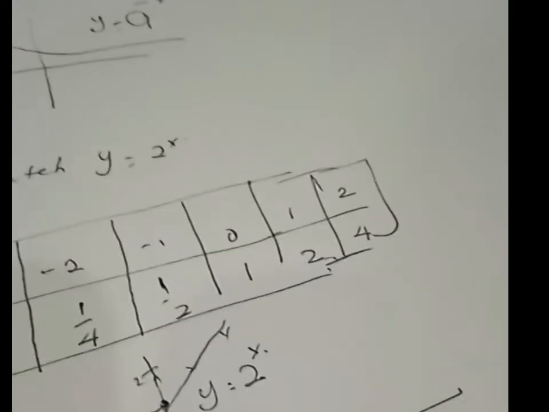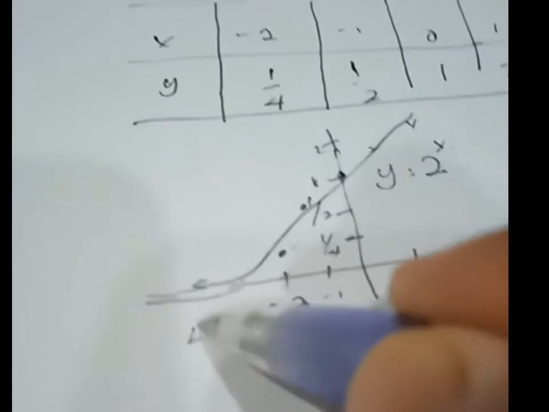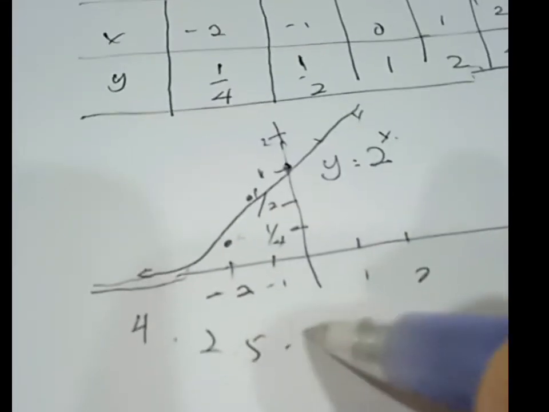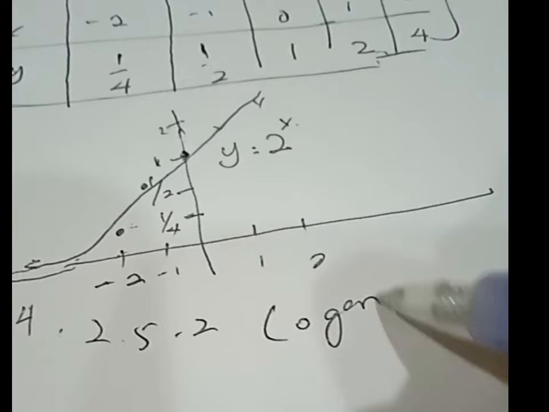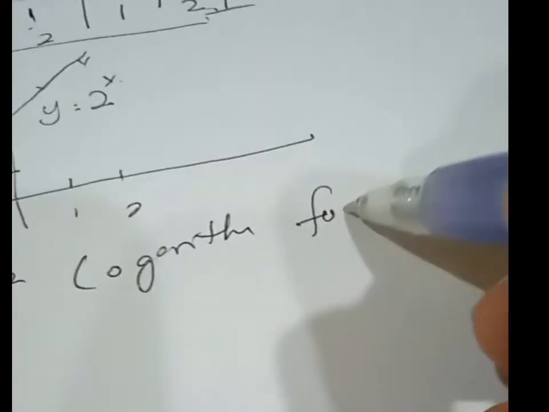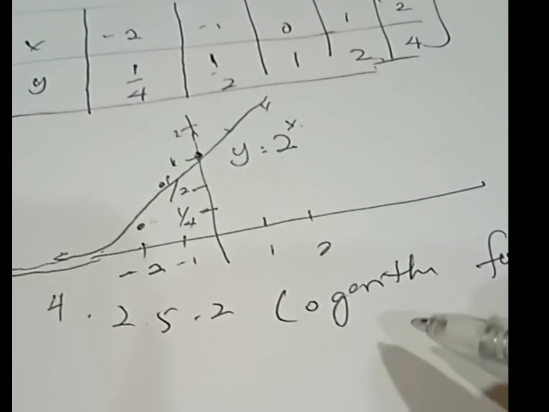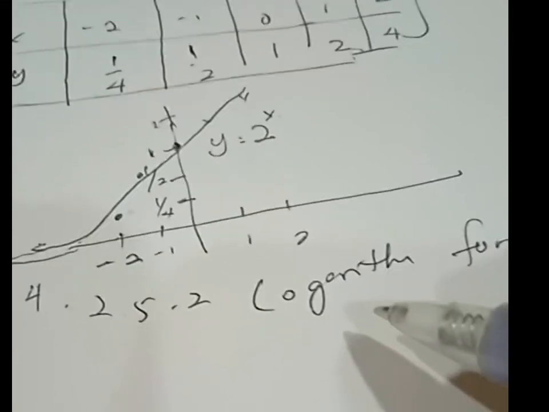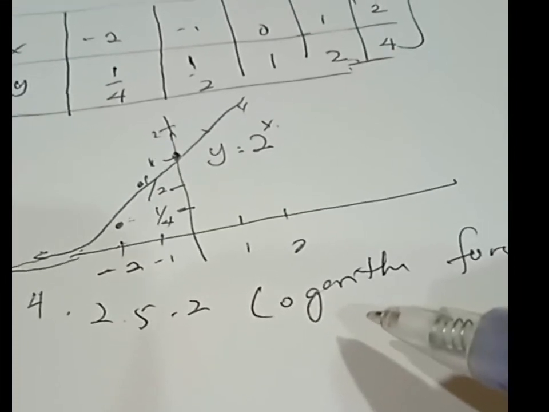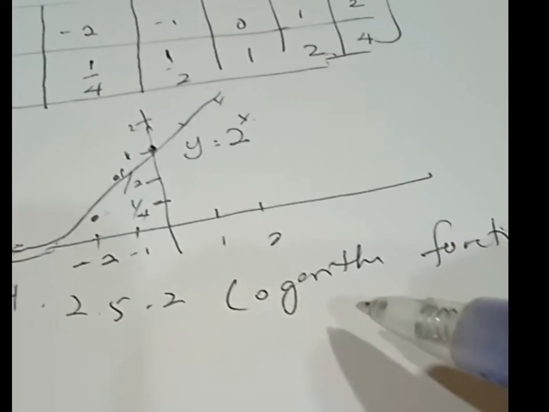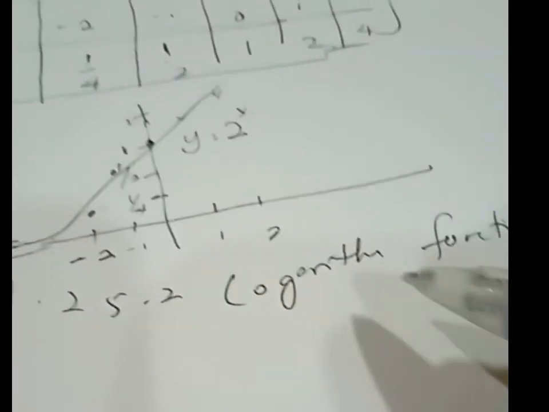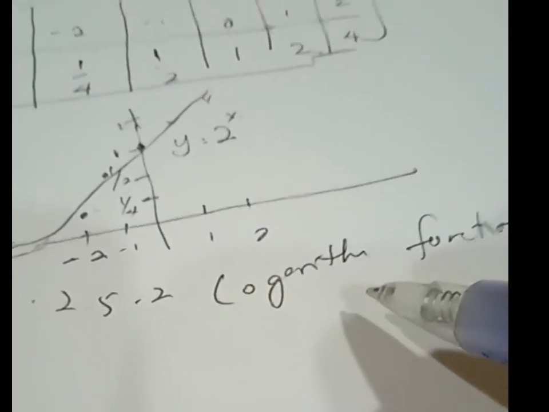Okay, next is 4.2.5.2, the logarithm function. Okay, the logarithm function is the opposite of the exponential function. The logarithm function is an opposite of the exponential function.